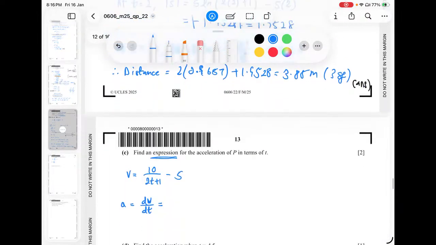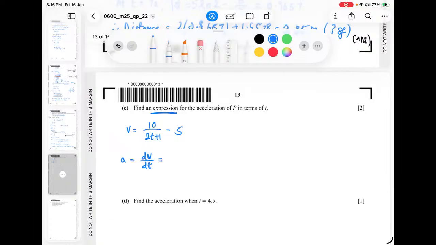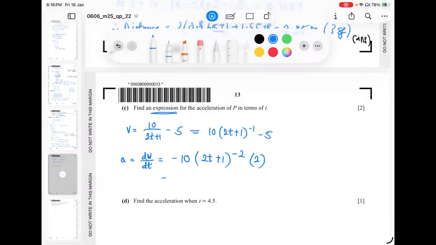So for that you just need to do this. Basically, you can write this as 10 times (2t plus 1) to the negative 1 minus 5. So now you bring down the negative 1, you get negative 10, and then for 2t plus 1 you need to reduce the power by 1, which gives you minus 2, and do not forget to differentiate the inside, which gives you 2.